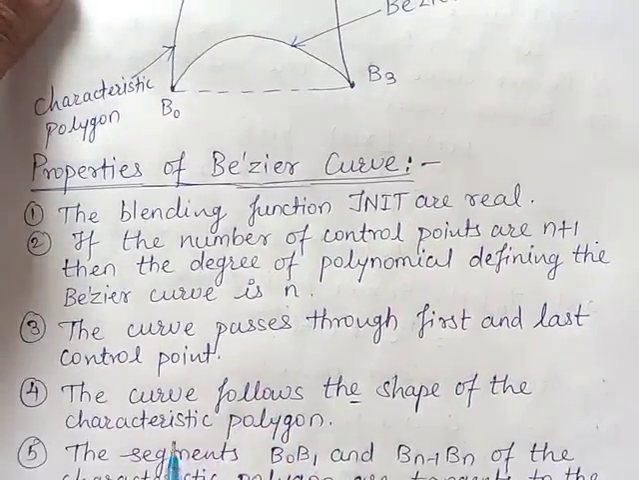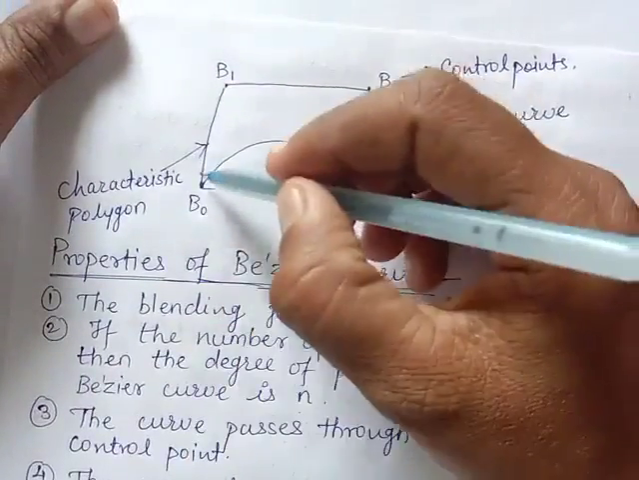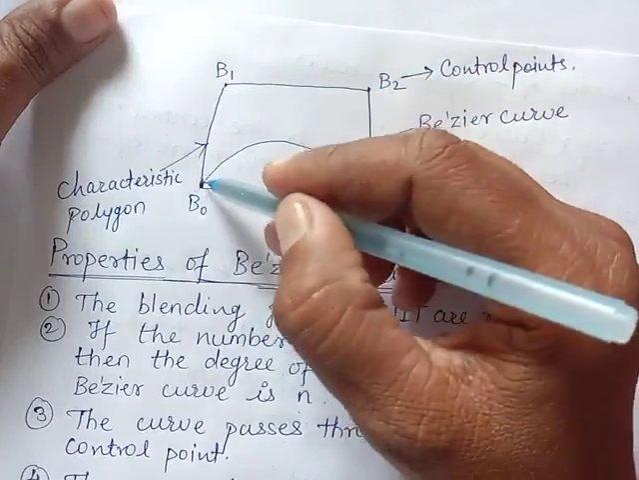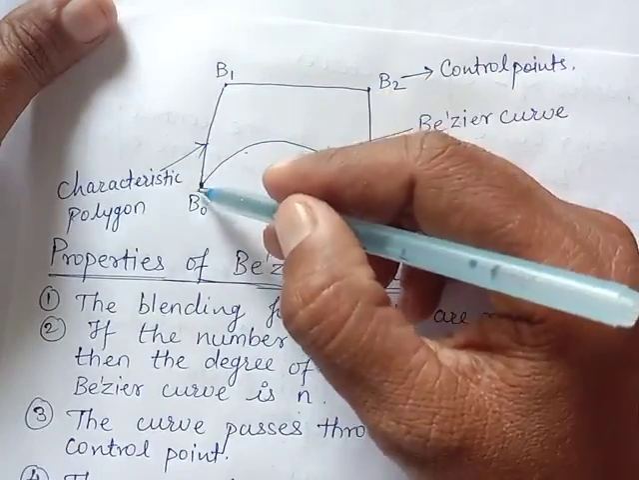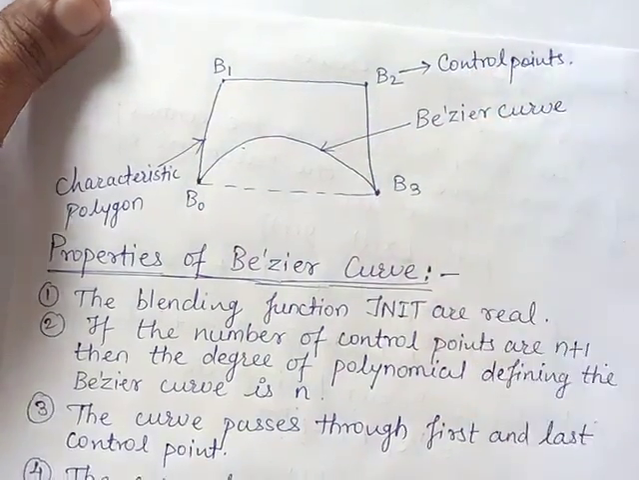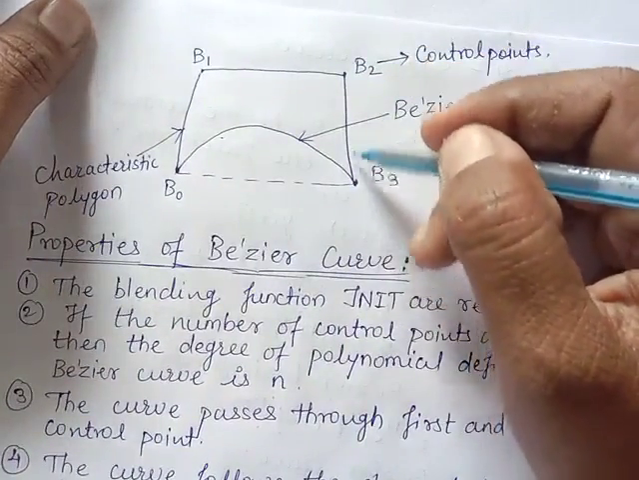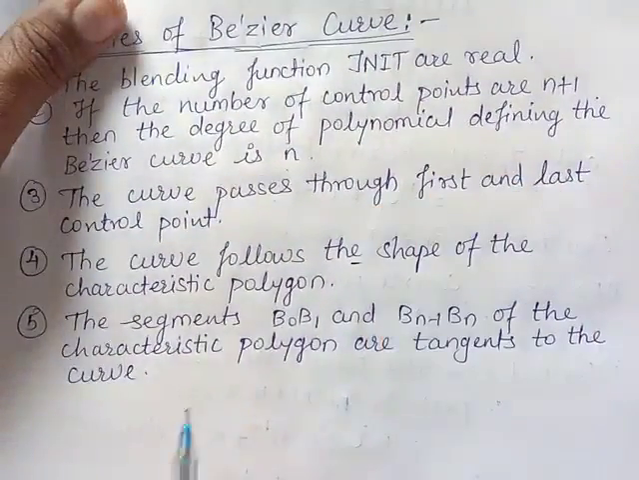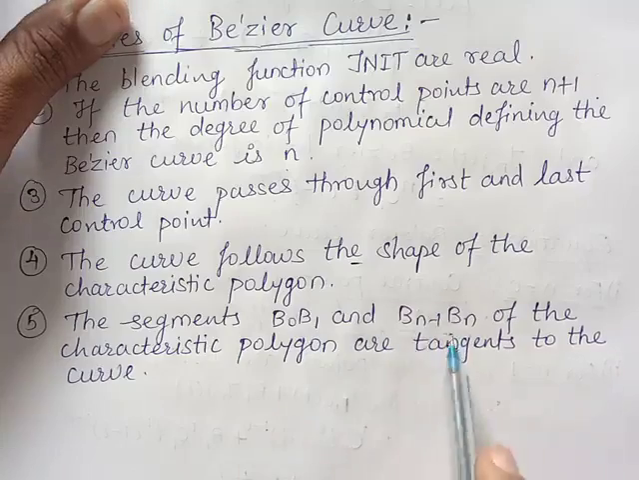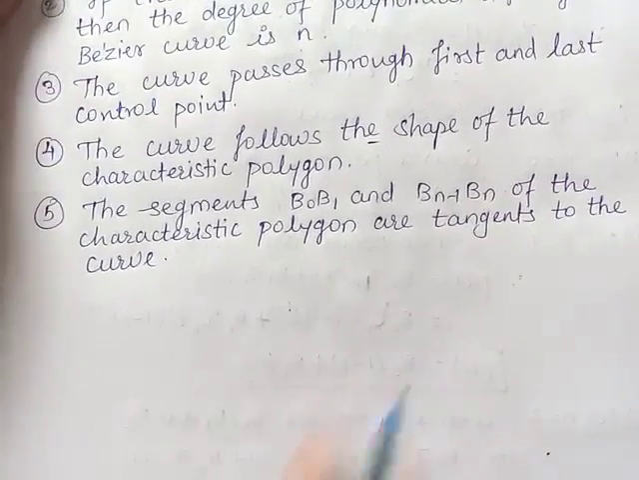This is clear here. Another thing, the segments B0, B1. Look at here. This B0, B1, this line segment is what? Tangent to this. It intersects this curve in exactly one point. So it will be a tangent to this curve, right? Again, this Bn minus 1, Bn. So here it will be B2, B3. This segment will be what? Tangent to that. So first and last segment, the first and last line segment of a characteristic polygon are nothing but tangents to our Bezier curve.